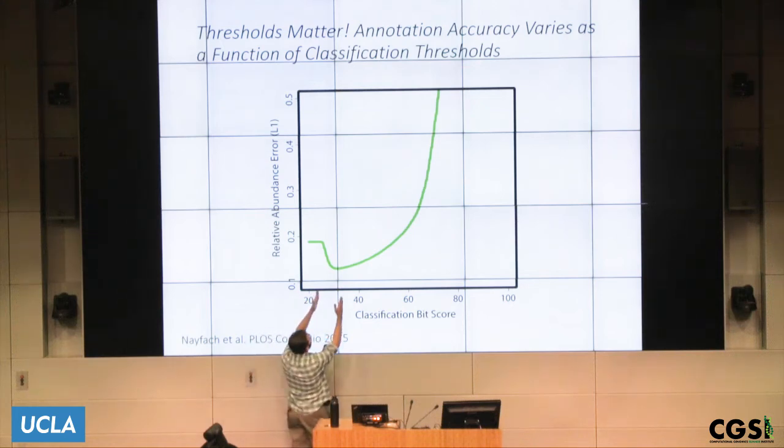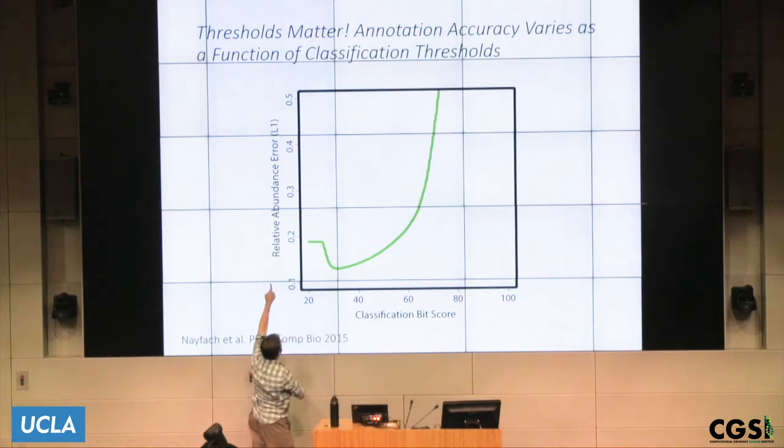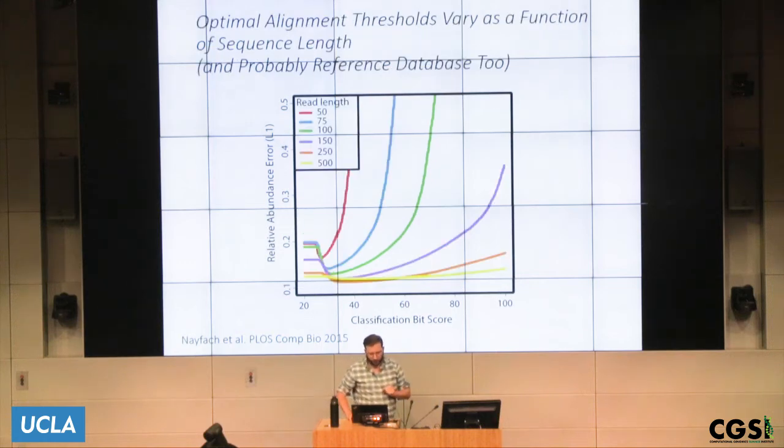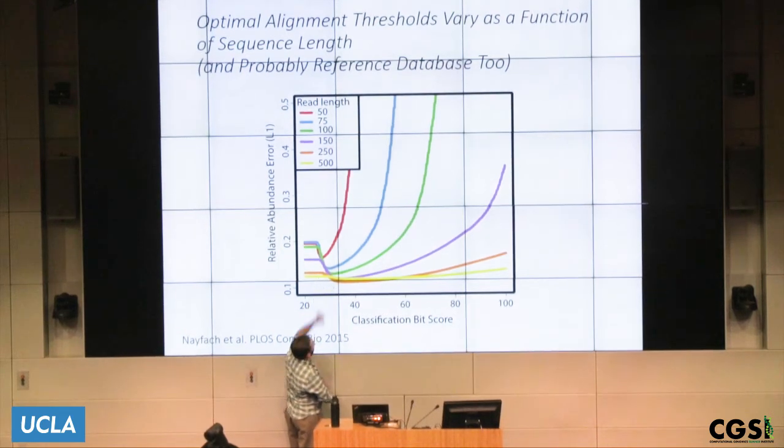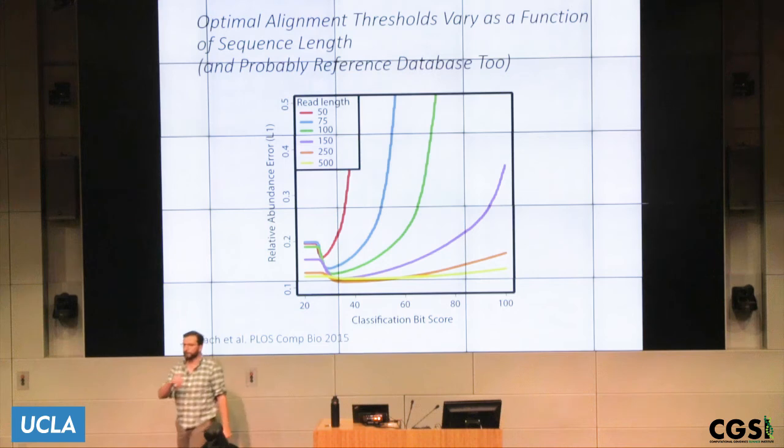There tends to be a really sensitive response in terms of the relative abundance error that you end up producing. But fortunately for us, this response is a function of read length. As we increase read lengths, we tend to find that the threshold, though it still has an optimum value, tends to be a little more robust to whatever specific threshold you end up selecting. But the point is, we have to think about this, and we have to apply thresholds that are read length specific if we want to select the optimum. The optimum threshold for a 150 base pair read, for example, is different from the optimum threshold for a 50 base pair read. Question?